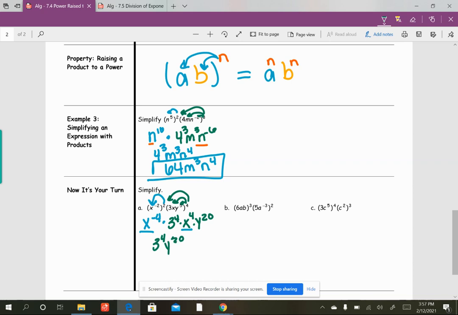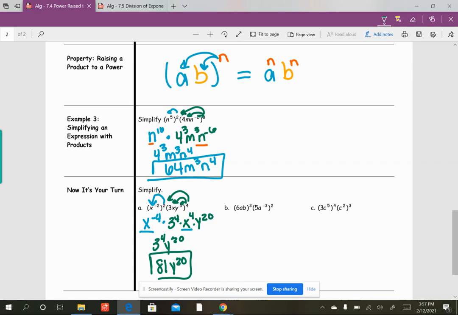And then we need to simplify. And 3 to the 4th power is 81. Then we have y to the 20th power.